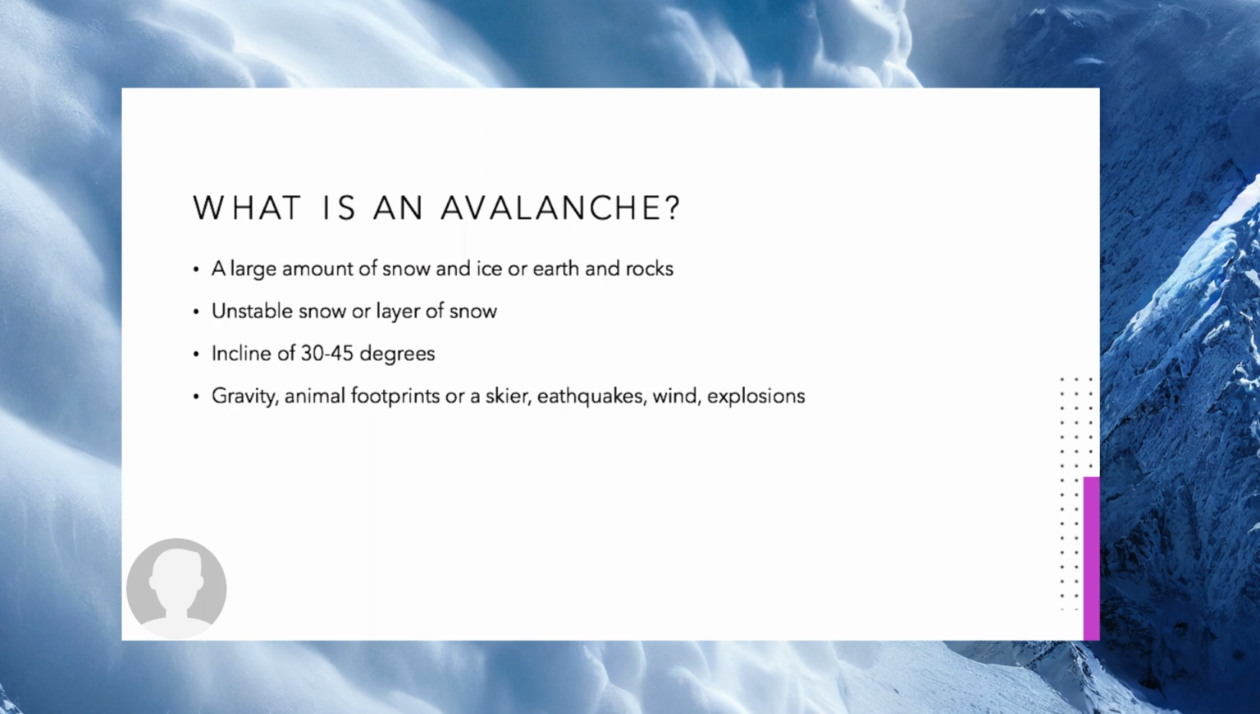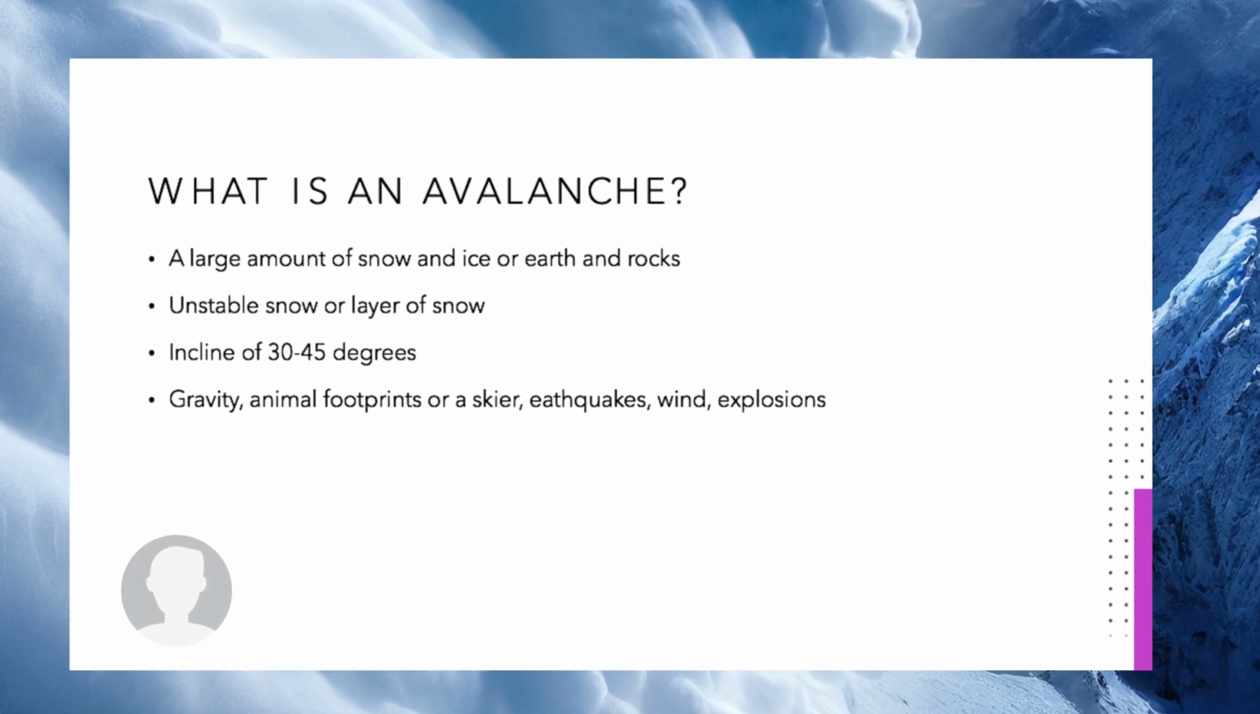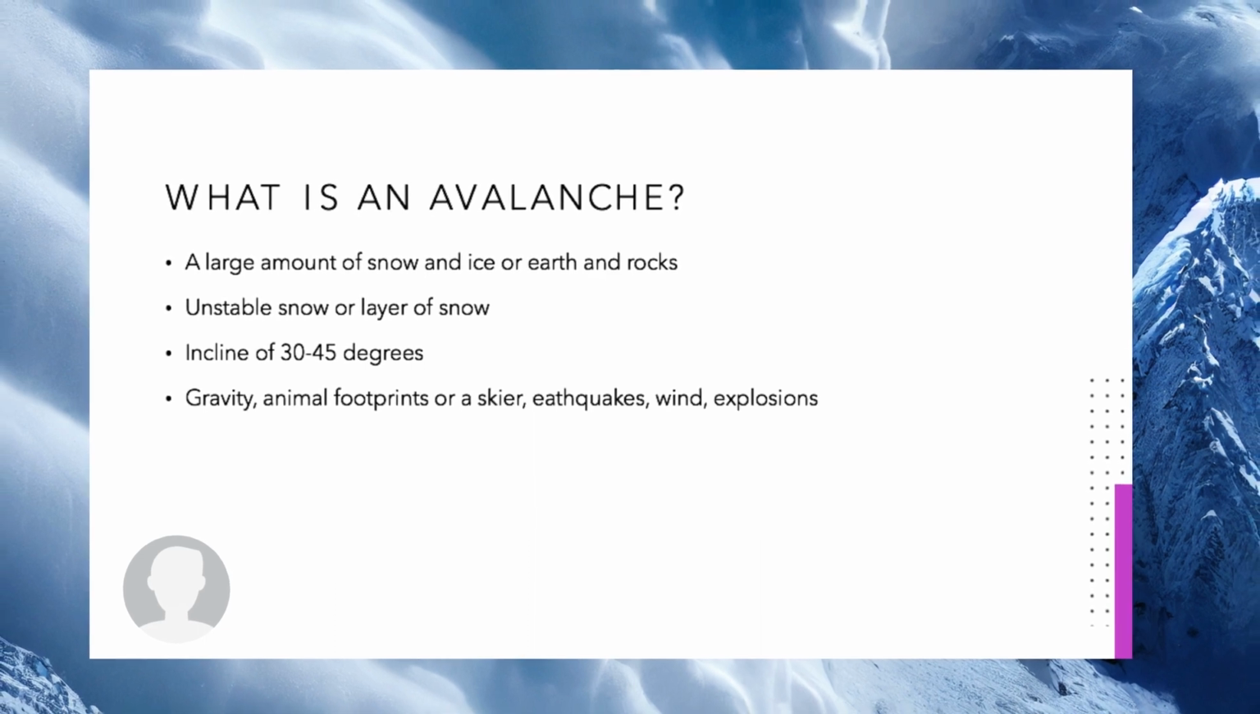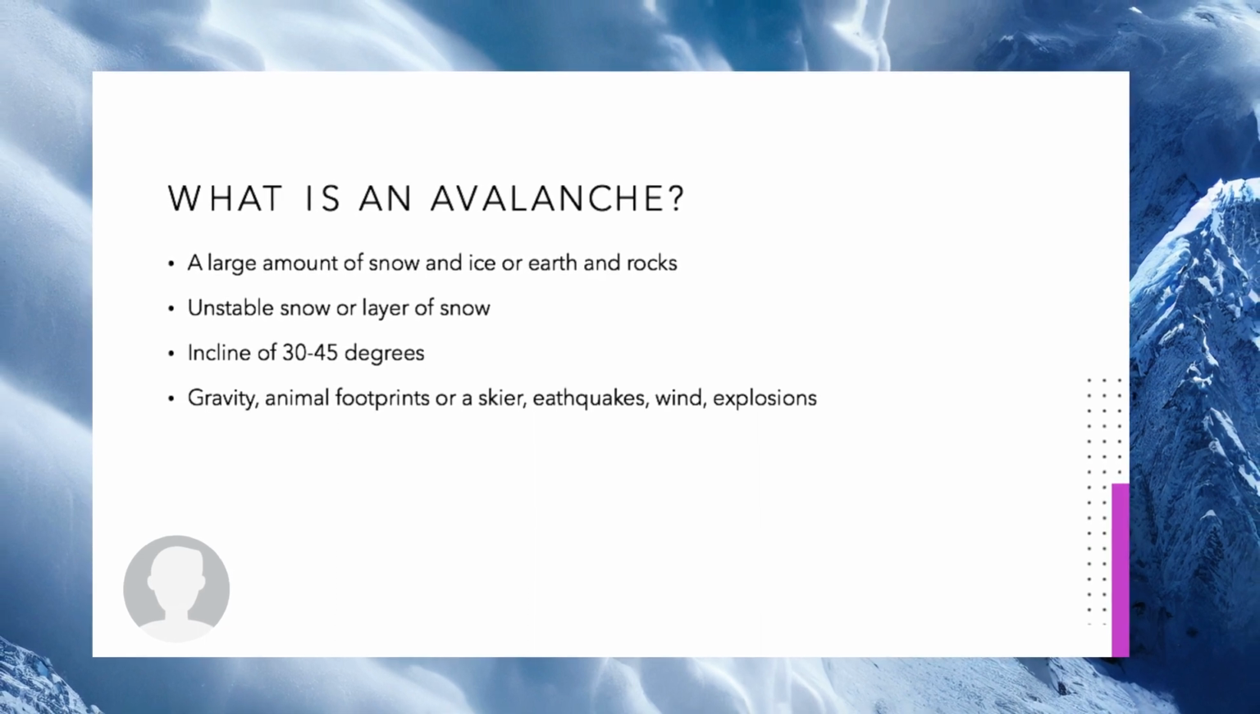So, what is an avalanche? An avalanche is a large amount of snow rushing down a mountain. Sometimes the word avalanche is also used to describe earth and rocks sliding down a mountain.